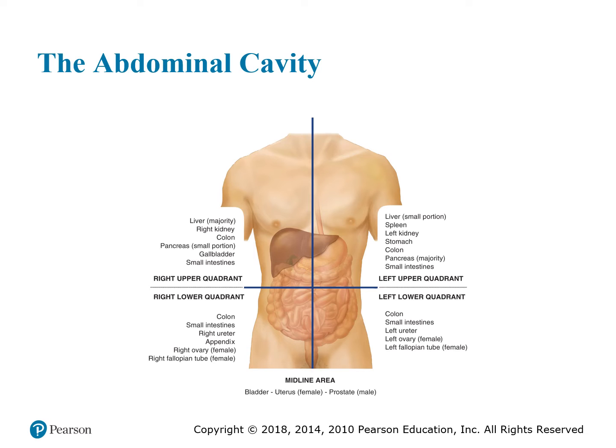Okay, now our right lower quadrant. We have a section of our colon here, the start of our ascending colon, small intestines, right ureter, which transports urine from the kidney down to the bladder, the appendix, right ovary for females, right fallopian tube for females. Those are going to be in the right lower quadrant. Left lower quadrant, we have a portion of our colon, so the descending colon here, moving into the sigmoid and then the rectum. We have the small intestines, left ureter, left ovary in females, and left fallopian tube in females.